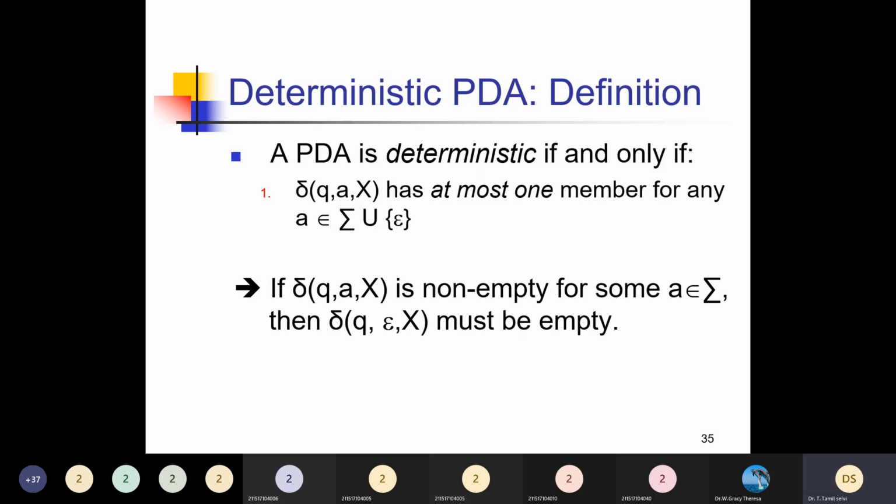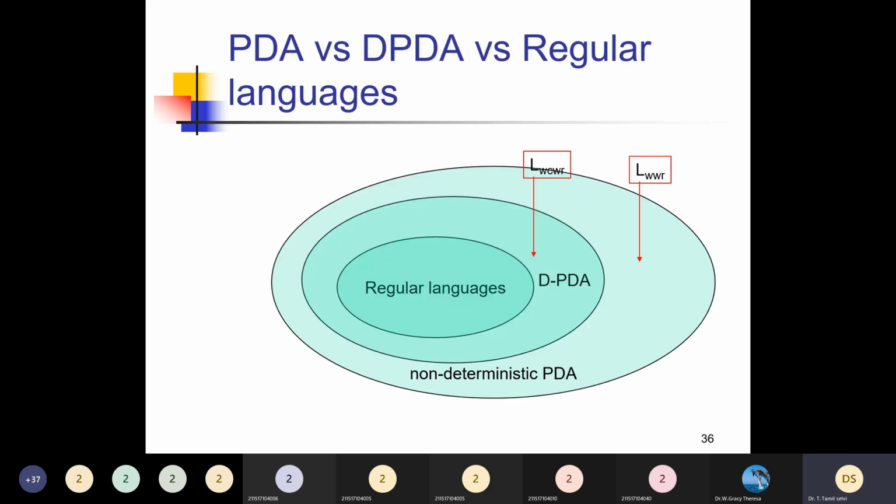And then this is the definition of a deterministic PDA. A PDA is deterministic if and only if the transition function has at most one member for any input. As I told, only one member. If it is non-deterministic, we have more than one member for any small a belonging to the alphabet. So here, DPDA versus regular languages: the regular language is the innermost part, after that we have DPDA, and then after that we have NPDA.